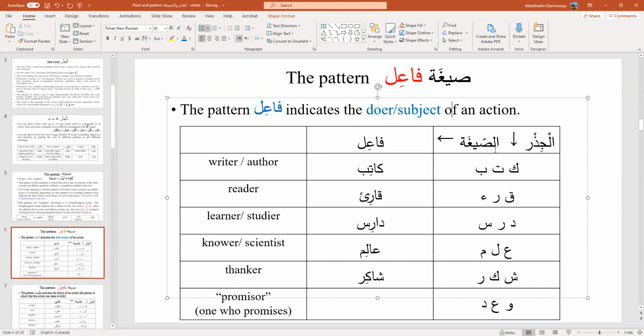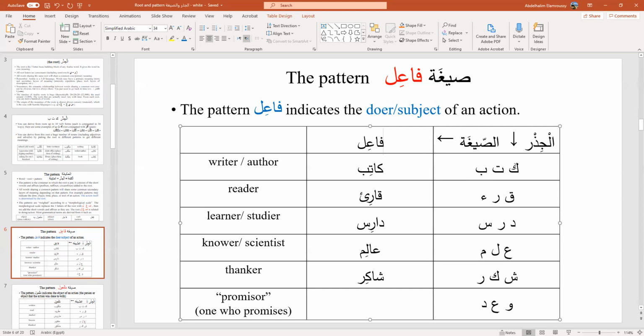Okay, so let's see some examples. We have the root kaf ta ba. This root has to do with, yes, it's right, writing. The pattern fa'il indicates the doer of the action, that's it. So if you'd like to combine the root kaf ta ba with the pattern fa'il, here is how you will do it.